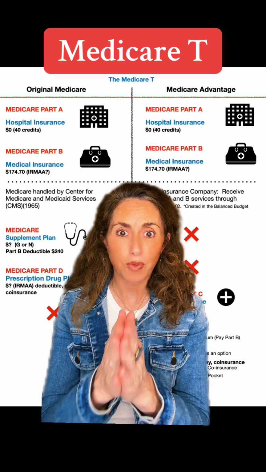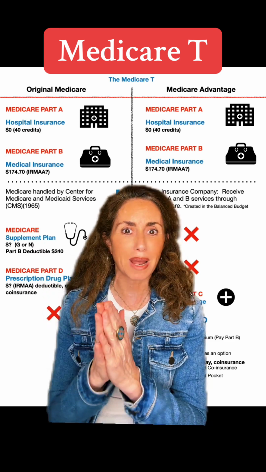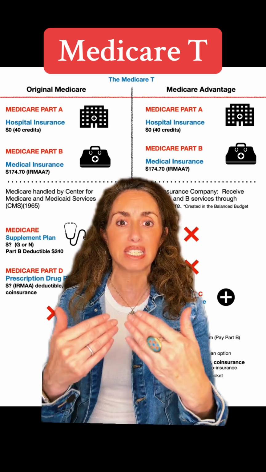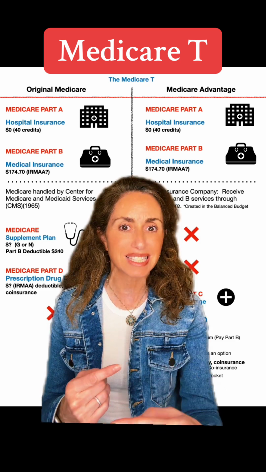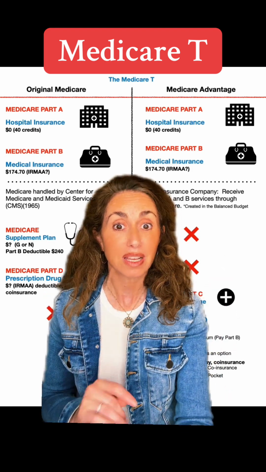So when you hit that fork in the road, this is what you have to decide between: the original Medicare path or the Medicare Advantage plans. Obviously, this is a broad overview, but hopefully this gets you thinking about how the two systems are different and how they're similar.